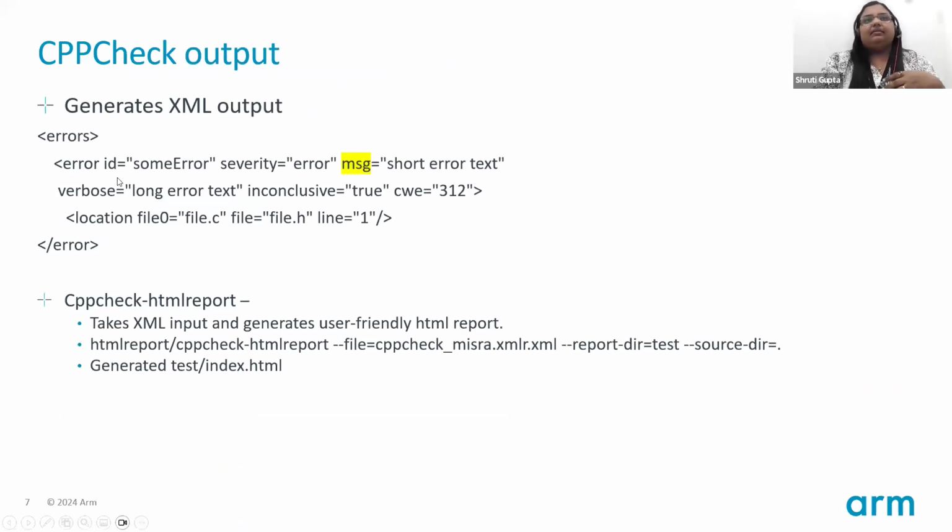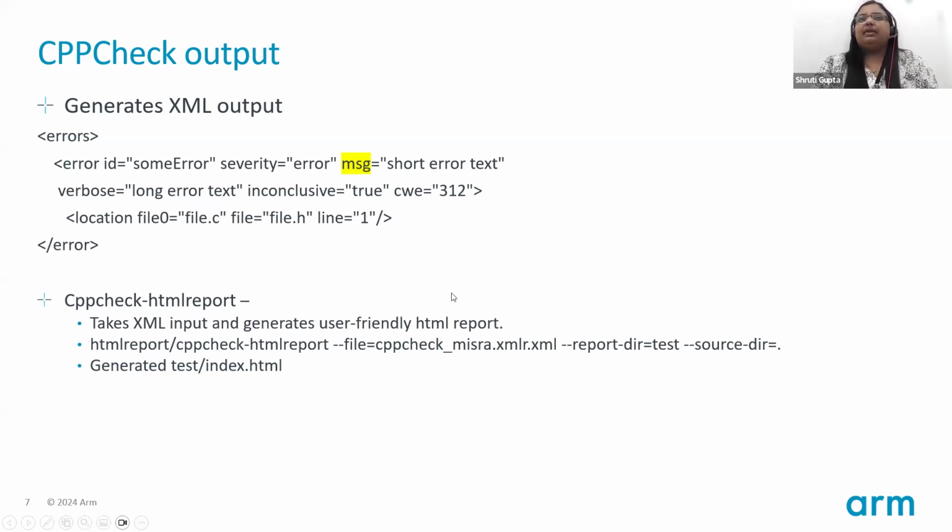It generates XML output, like I said. This is the format. It will generate the error ID, the severity, the error message, the location and the line number. CPPcheck also provides an additional tool to generate an HTML output from the XML output.